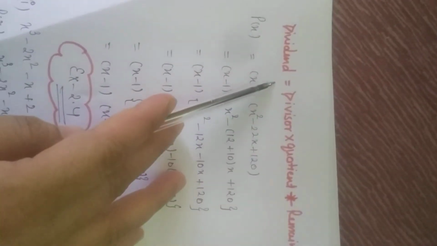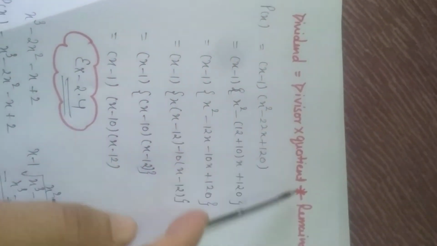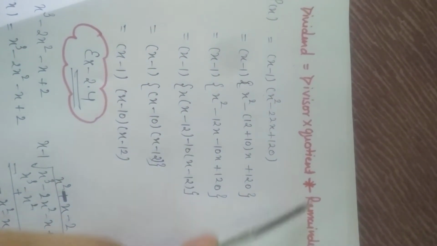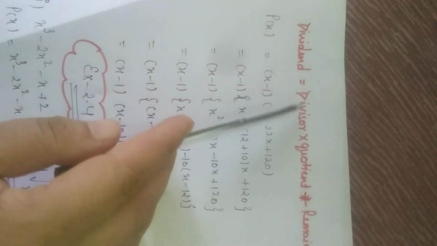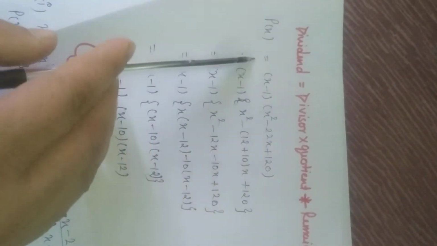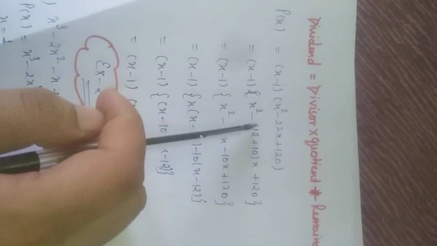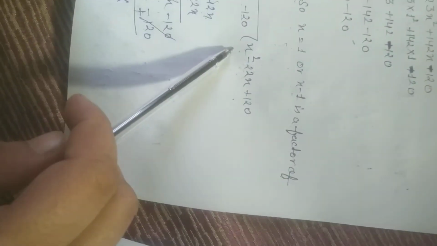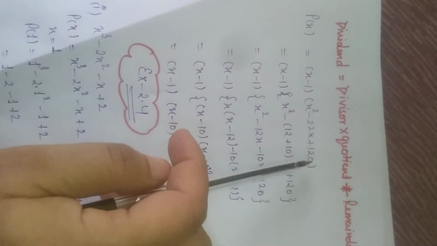Earlier we have done one thing also. The dividend is equal to divisor into quotient plus remainder. Here remainder is 0. So we can write dividend is equal to divisor into quotient. So P(x) is the dividend and divisor is x minus 1. And what is the quotient here? X square minus 22x plus 120.